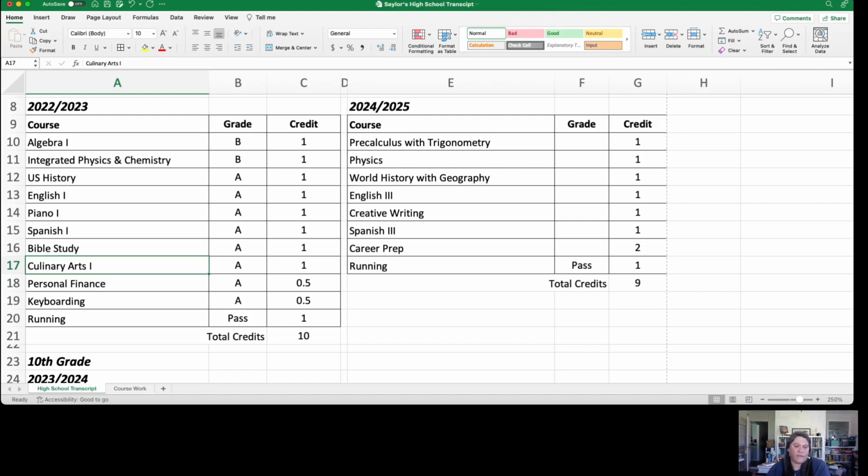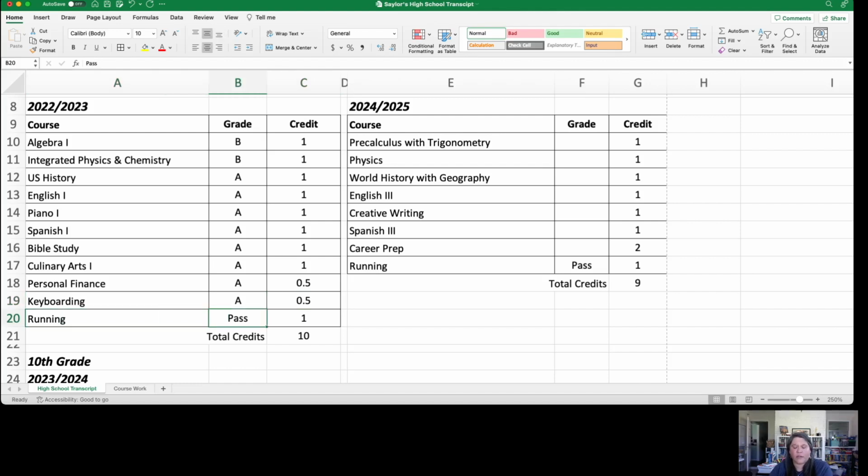And so we're calling that culinary arts. She's taking personal finance. Now notice she only took that for a semester, so she's only getting a half credit. And she's taking keyboarding, which is only going to be a half credit. And then on the running, I don't give her a grade for that. It's just a pass-fail course.